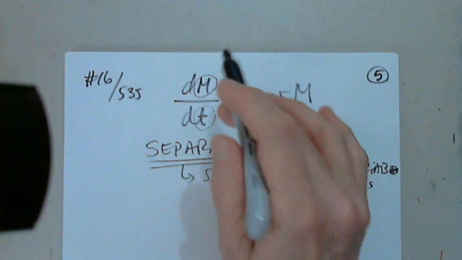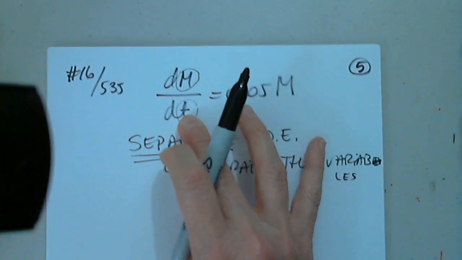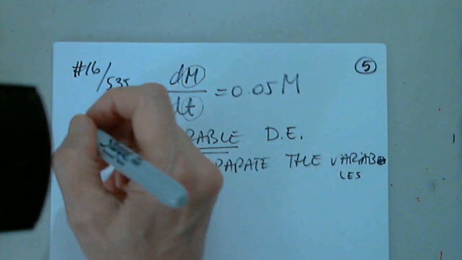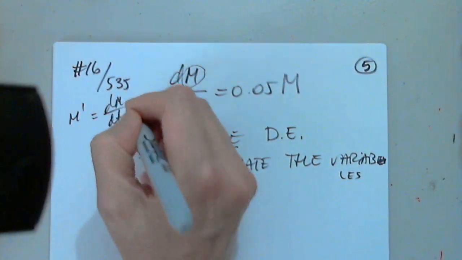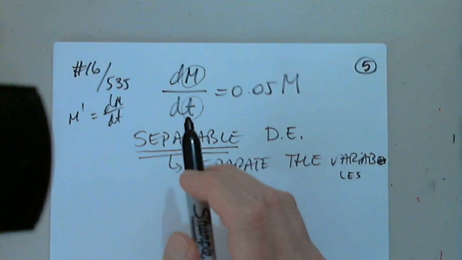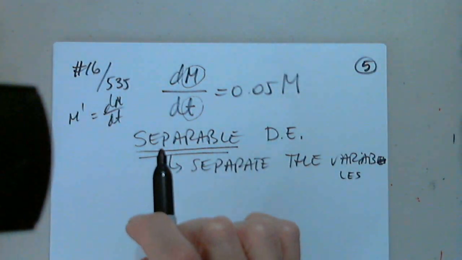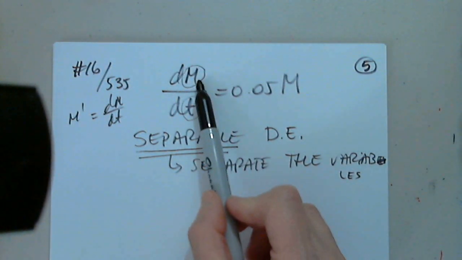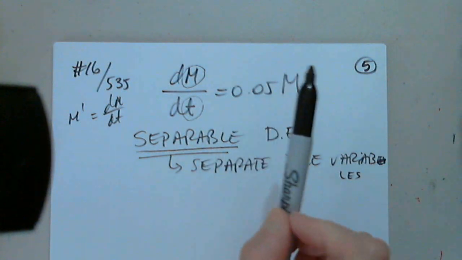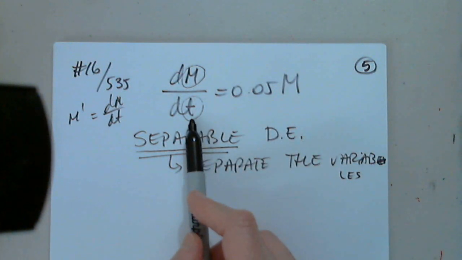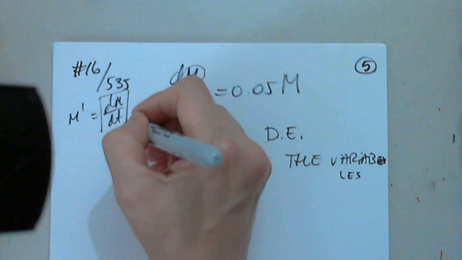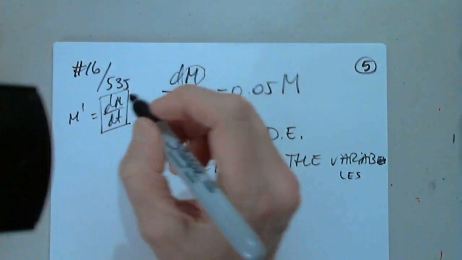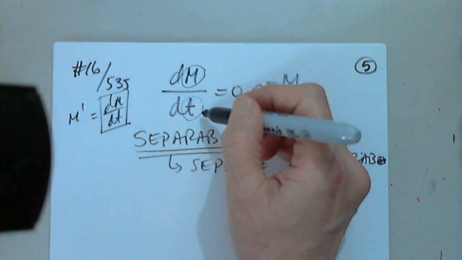I know this notation is confusing because we already talked about this. This is m prime. So m prime is the same as dm over dt. True, but right now we really want to have m on one side of the equation and t on the other side of the equation. So we are separating these two. It still has the same meaning, but we can also separate them.